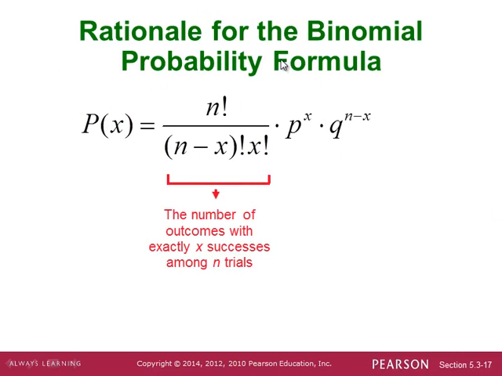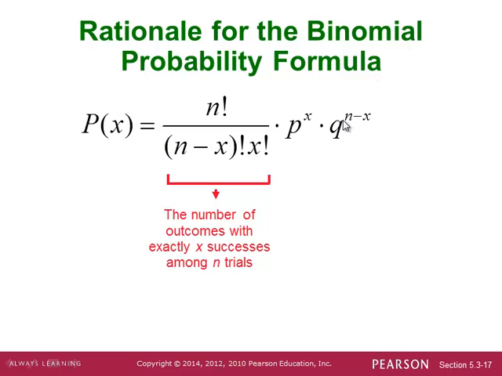Now the reason that we have this formula, n factorial over n minus x factorial times x factorial, is that it counts the number of ways that you could get x number of successes out of n number of trials. Because after all, that's a combination. It doesn't really matter what order the successes come in. That's why we use the combination.